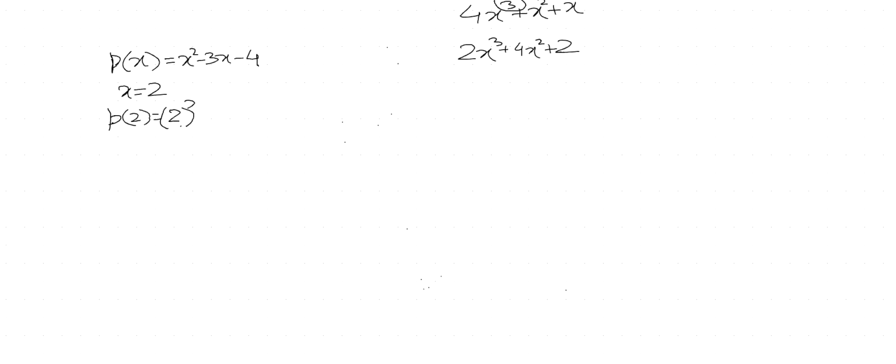Then minus 3. In place of x, what will you put here? 2. So this is multiplication. Then you have minus 4. Is this clear? So 2 square is how much? 4. And then you have minus 3 into 2, which is 6. Then you have minus 4.